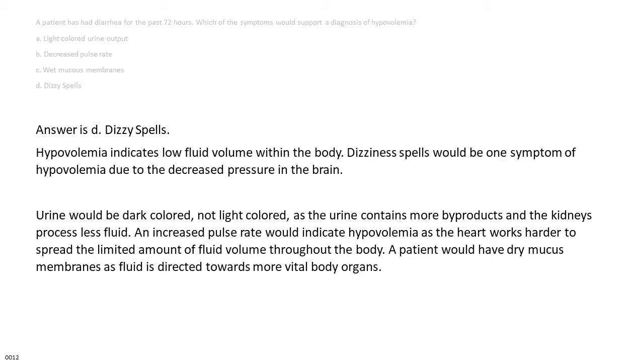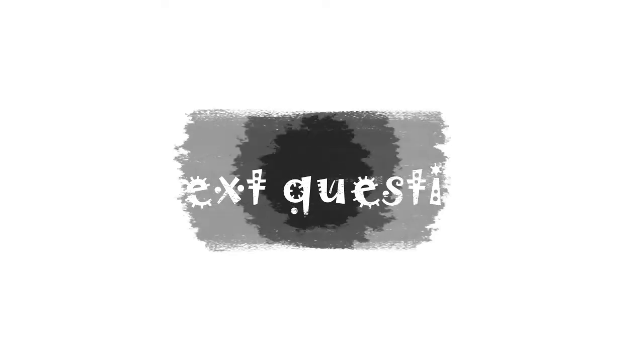Urine would be dark-colored, not light-colored, as the urine contains more byproducts and the kidneys process less fluid. An increased pulse rate would indicate hypovolemia as the heart works harder to spread the limited amount of fluid volume throughout the body. A patient would have dry mucous membranes as fluid is directed towards more vital body organs.